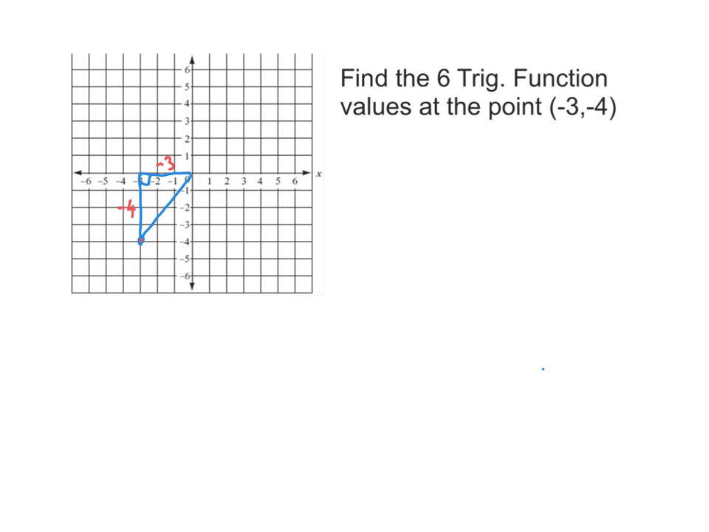If we do Pythagoras, we get c squared equals negative, that's wrong, excuse me, negative 3 squared plus negative 4 squared. That gives you 25, 9 plus 16, so c equals 5. So the hypotenuse here is 5.